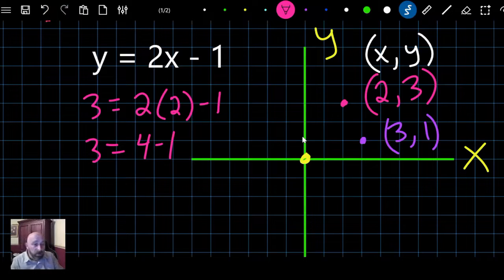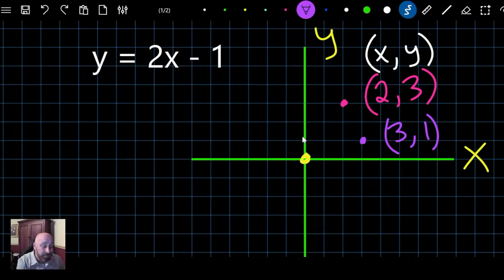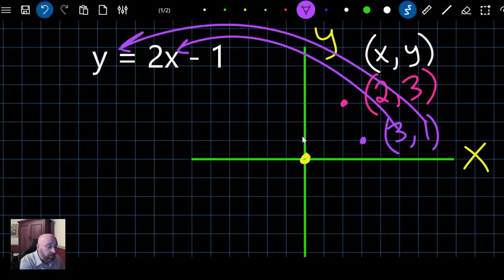So now what we want to do is the same thing, but with the purple line. So let's go back to the purple point here and see if it is going to be on the line. Now remember, we're pretending like we don't know. So what we want to do is plug the 3 in for the x and the 1 in for the y.